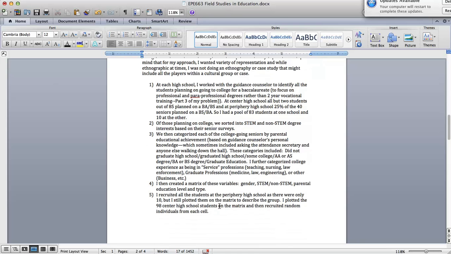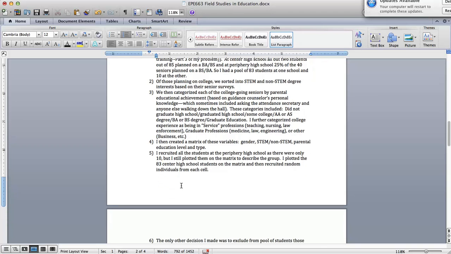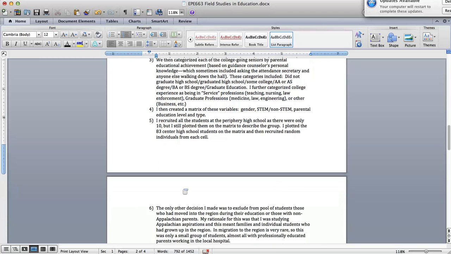So I created a matrix of all those variables and put the students into that matrix. And I recruited at the periphery high school, there were only the 10 students, so I recruited all of them. Ended up with 9, and then one dropped out. I ended up with 8 of them. But I still plotted them on the matrix for their group so that I could compare it with the other group. And then I did the same thing for the 83 city school students on the matrix.